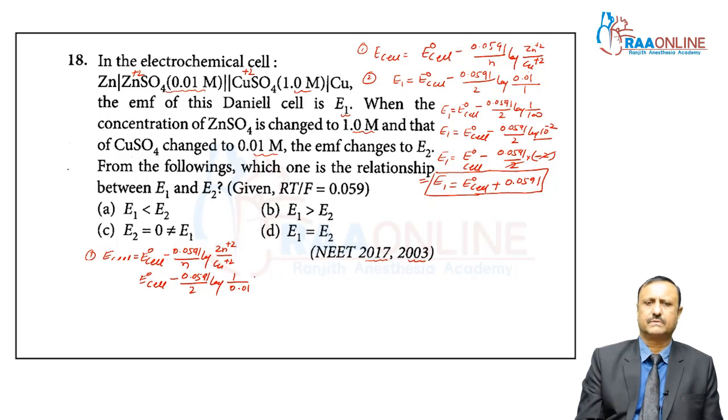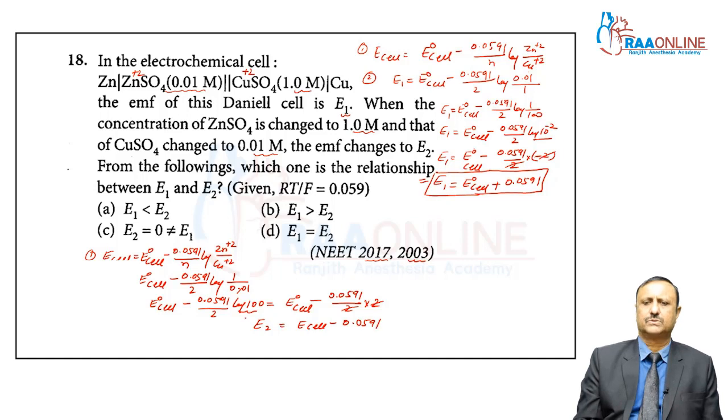So the concentration is changed, which means E2 equals E naught cell minus 0.059 upon 2 log 100, and my dear students, log 100 is equal to 2. That's why you can see here E naught cell minus 0.059 upon 2 into 2, the 2s cancel. That's why E2 is equal to E naught cell minus 0.059.